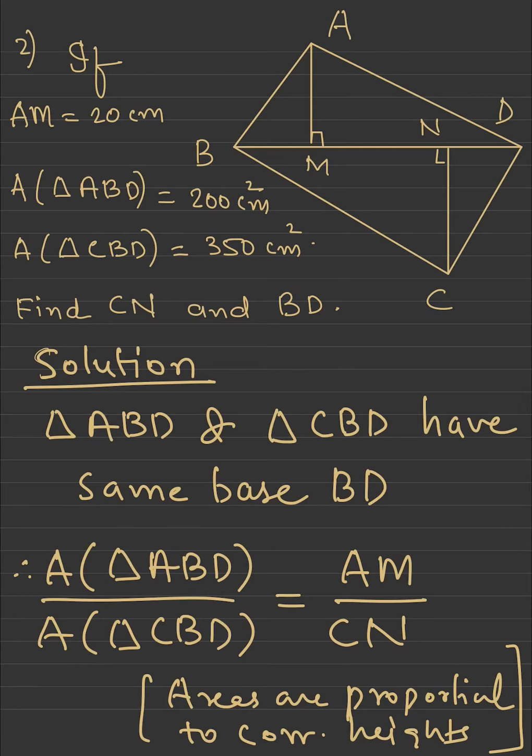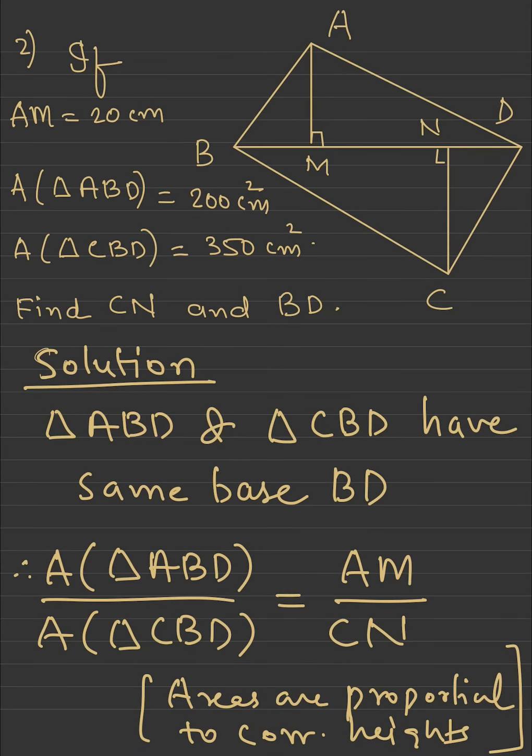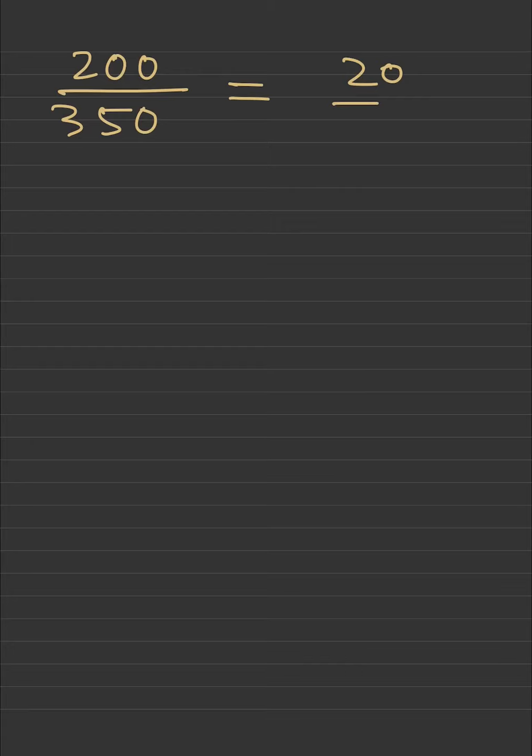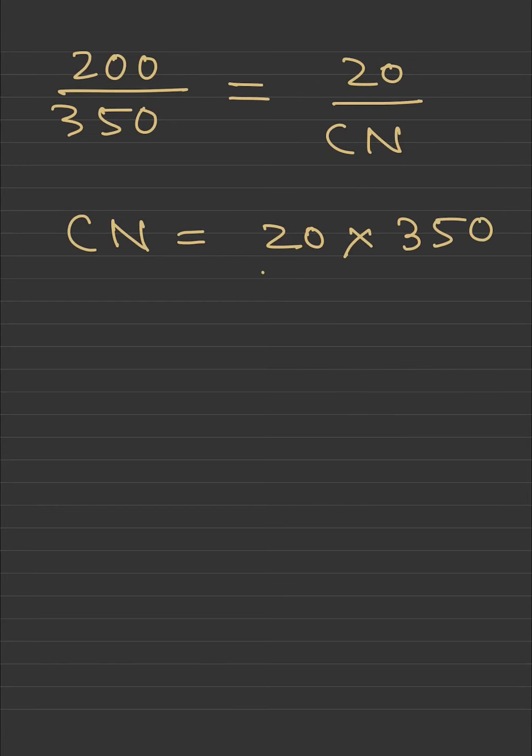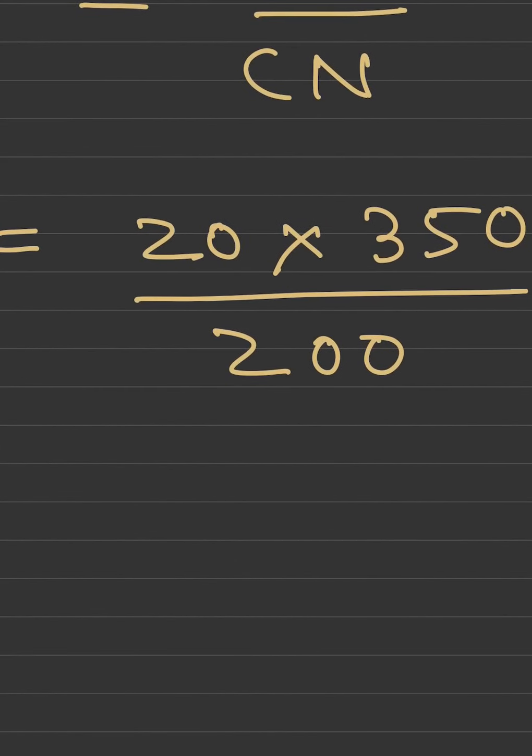Area of triangle ABD is 200 centimeters square and CBD is 350. So here we write 200 upon 350 equals AM upon CN. AM is given in the question, 20 centimeters. Again you cross multiply. So CN is equal to 20 into 350 upon 200.